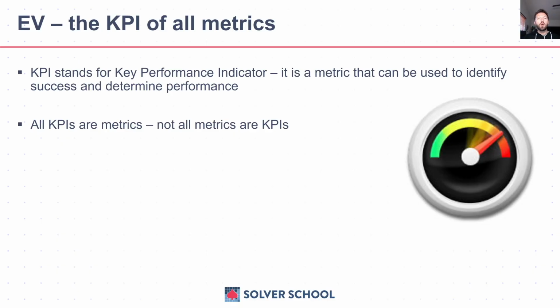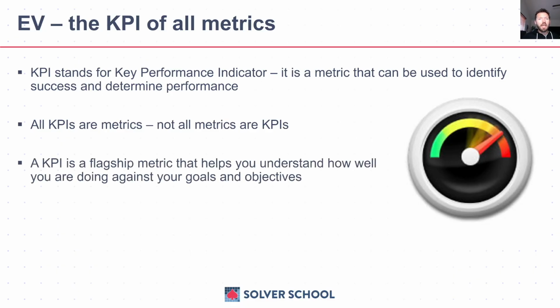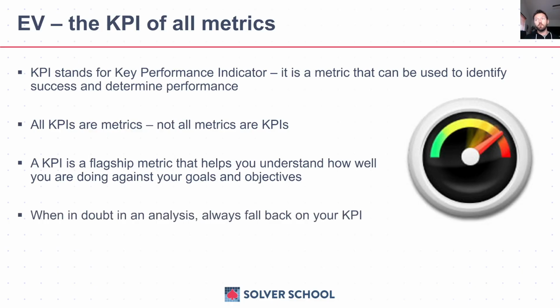So anytime you have a key performance indicator within your particular analysis, it's always going to be a subset of the metrics, but not all metrics are going to be our key performance indicators. Not all metrics are just that important. The KPI is a flagship metric, and what that's going to do is help you understand how well you are doing against your goals and objectives. And again, in our case of Hold'em, our goals and objectives are usually to try to make the most money as possible, and that's going to be measured by expectation value.